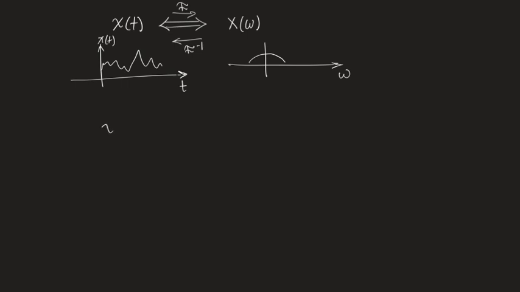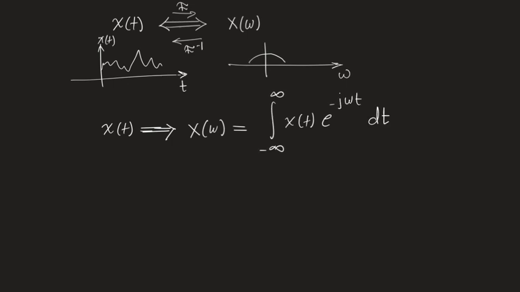If I have the time domain and I want to get the frequency domain, then the equation was that this frequency domain representation is the integration from minus infinity to infinity of my time domain signal multiplied by e to the minus j omega t, and I integrate with respect to time to get a function in frequency, right? And that's like the forward way, or the Fourier transform direction.